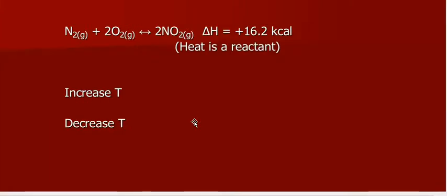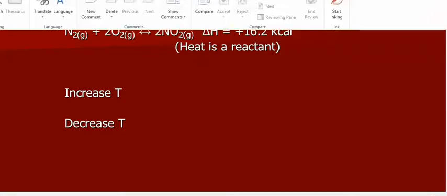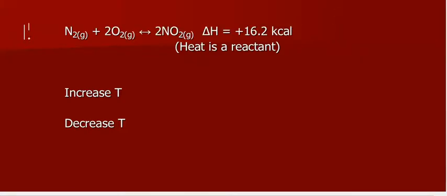In this example, heat is a reactant. It's an endothermic reaction, so I could put heat over here on the reactant side, because delta H is positive. So if I increase temperature, I increase heat. Well, if I increase heat, it shifts opposite. Well, opposite of a reactant would be toward products. And if I decrease temperature, it's going to shift toward reactants.